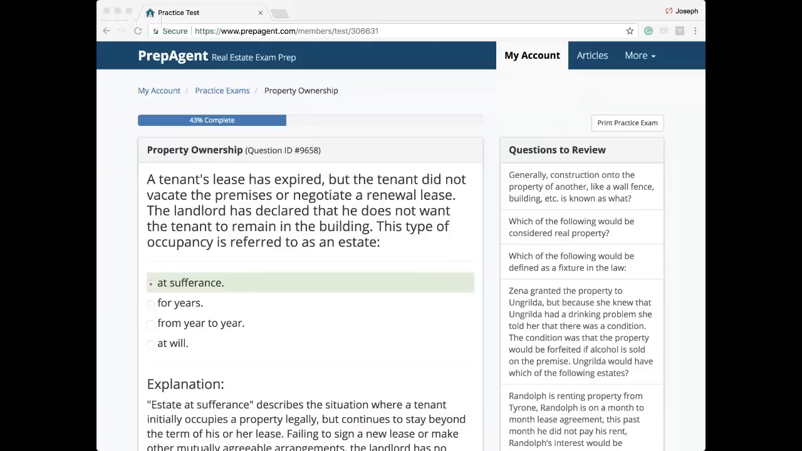You've got freehold estates and less than freehold estates. When you've got the less than freehold estates, you have your estate for years, your periodic tenancy, estate at will, and estate at sufferance. When you think of an estate at sufferance, just think the landlord is suffering, okay? I often like to call this a deadbeat tenant, somebody who stayed and has not paid what they owe. All right, next question.